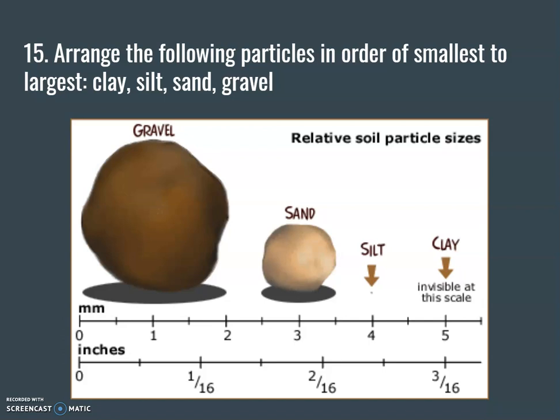Arrange the following particles in order from smallest to largest. Now this diagram is really good, which is why it's here, but it does the opposite. So our smallest particle is clay, okay? It's invisible at this scale. Silt, look how tiny that silt is, and then look how large sand is, and then this would be gravel. And so that gives you a really good visual representation. But in order from smallest to largest, clay, silt, sand would be the order in which you would list them.